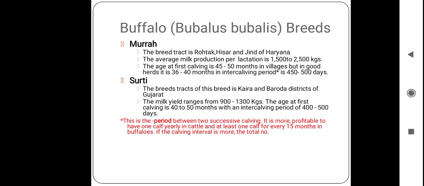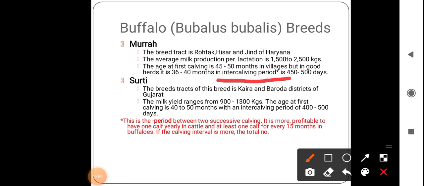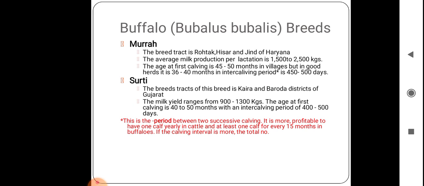Okay, now the term has come, intercalving period. What is intercalving period? This is the period between two successive calvings. It is more profitable to have one calf yearly in cattle and at least one calf for every 15 months in buffaloes. Intercalving period means the time gap between the cow giving birth to its offspring, that is called intercalving period.